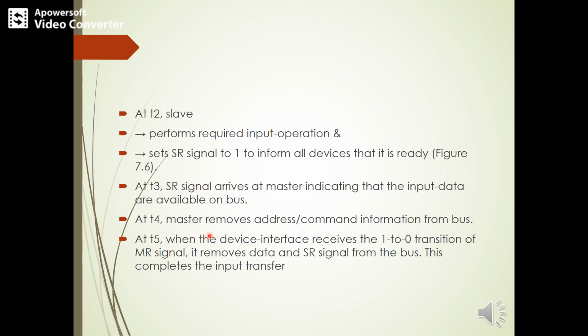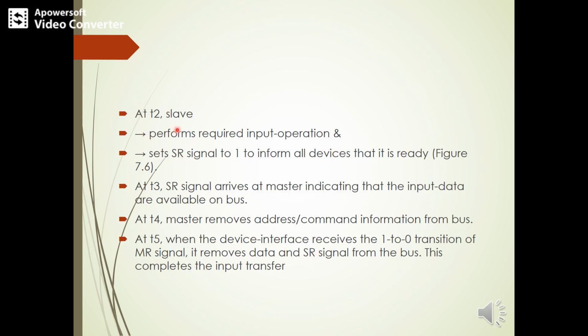Now data is available at T3. At T4, the master removes all the information like address and commands from the bus. At T5, when the device interface receives the 1 to 0 transition of the master ready signal, it removes all the data and slave ready signals from the bus. So this completes the entire input operation.